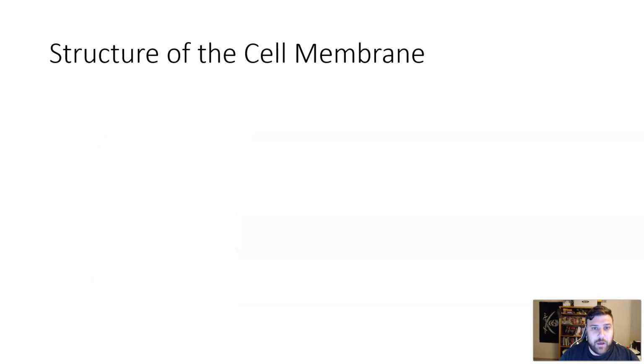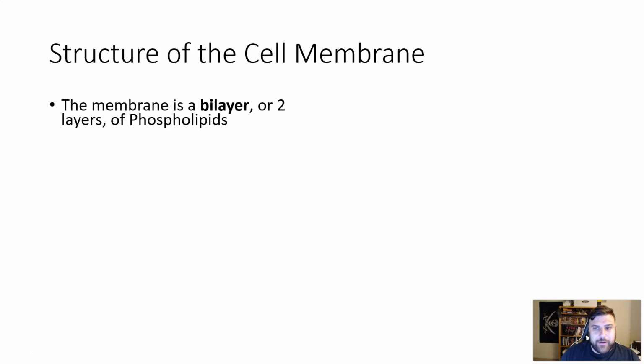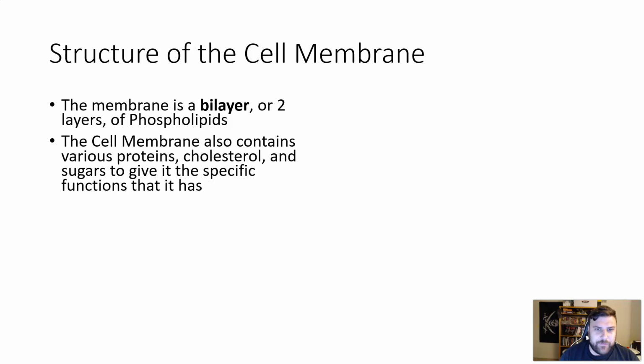So to actually talk about the structure of the cell membrane, first, as I just mentioned, the membrane is organized into a bilayer, or two layers of phospholipids. There are a few other things in it as well, such as various types of proteins that let it do certain jobs, cholesterol, and sugars that give it other properties. And they orient into what is called a fluid mosaic model.